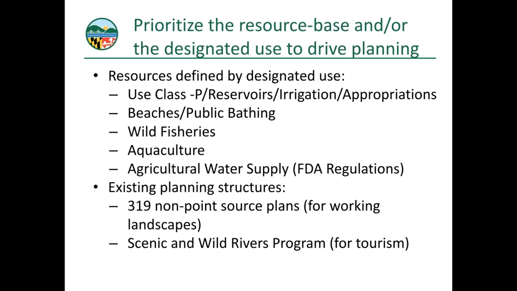So in the case of use class three, in the case of cold waters, we're talking wild fisheries here. But I threw in, for example, some of the other designated uses that we all have in our states, whether they be reservoirs, irrigation, water appropriations for any number of uses, beaches, public bathing. In Maryland, we have an aquaculture and fisheries designated use, as well as agricultural water supply, and our designated uses that are outlined in Clean Water Act language also begin to blend over into other regulatory environments, like the bacterial quality of agricultural water supply. So we're starting to see that there are partners out on the information landscape that we should be looking to partner with to get this work done.